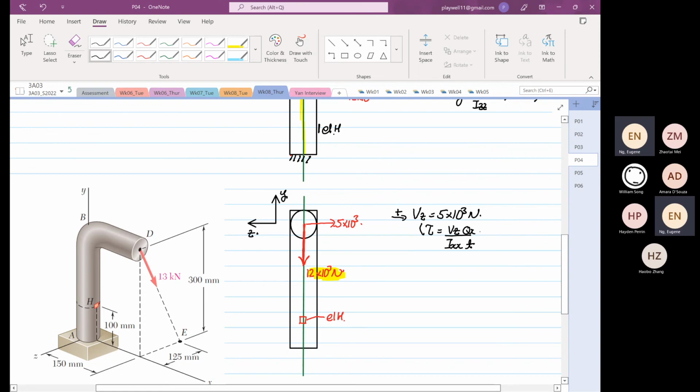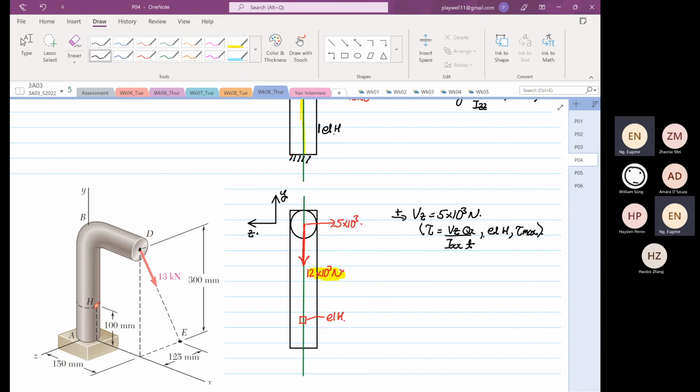And we know that point H is at the centroid. So the element H is going to be tau max, because it's at the centroid. Because if you look at how the shear stress is distributed at the centroid, where Vz is acting, you have maximum shearing stress on element H.